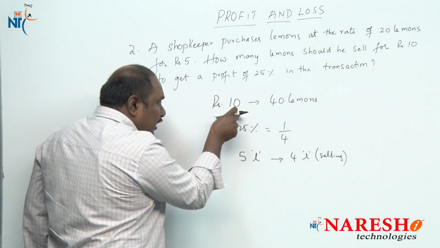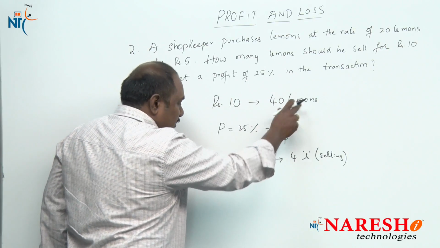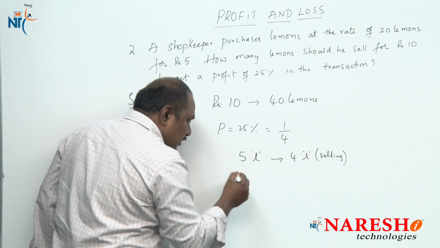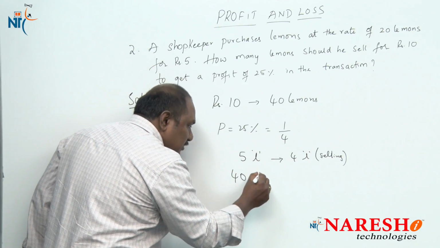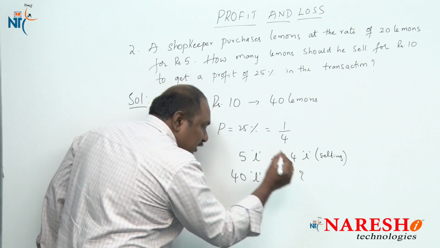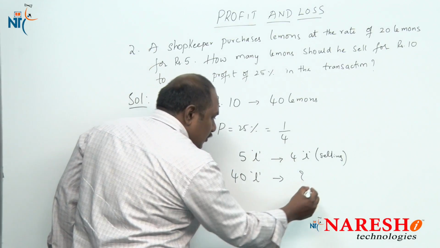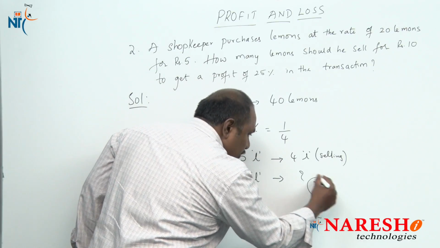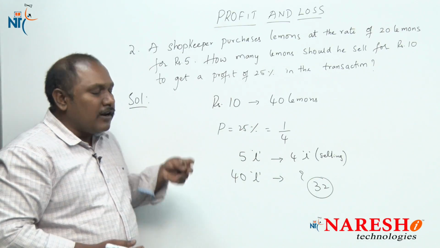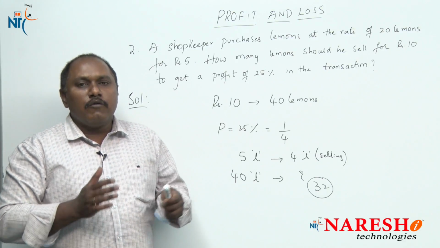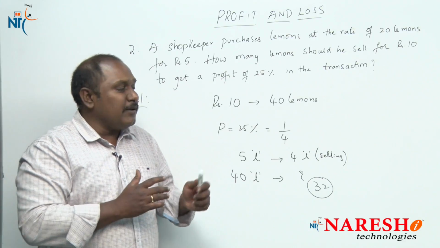Now we know that for 10 rupees the shopkeeper purchased 40 lemons. So if he has 5 lemons, he will be selling 4 lemons. If he has 40 lemons, then how many lemons should he sell? 5 8s are 40, 4 8s are 32. So answer is 32 lemons. Now this is the alternate method to solve this particular problem. Now let us look into one more example in the same model.